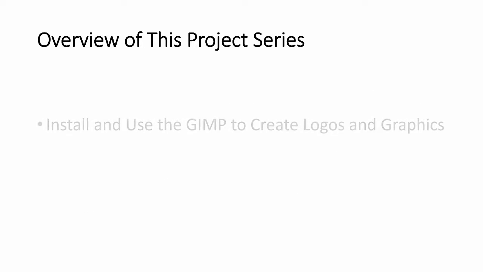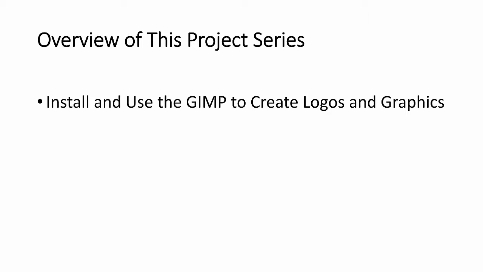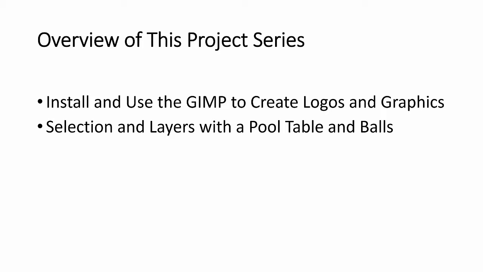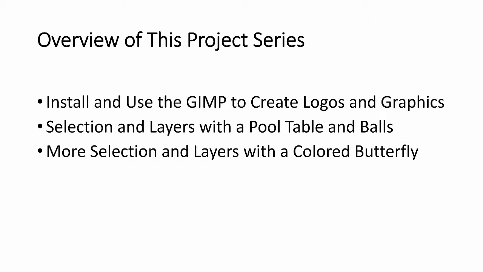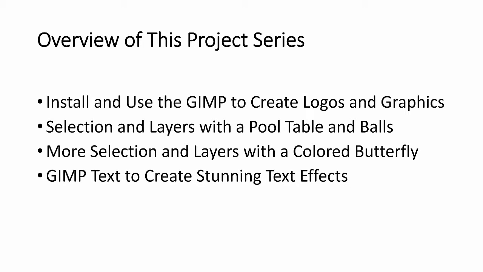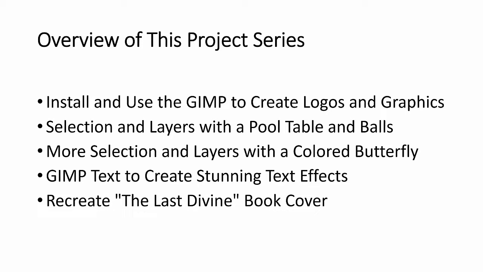Now, I'd like to provide an overview of what we're going to cover. We're going to install the GIMP and use it to create simple logos and graphics. Then we're going to really focus in on selections and layers by creating a pool table and balls. Now this does not cover layers and selection enough, so I provided another section on it where we create colored butterflies and so on. Then we learn how to create stunning text effects. And finally, what I consider the beginners series concludes with recreating my favorite book cover, The Last Divine.